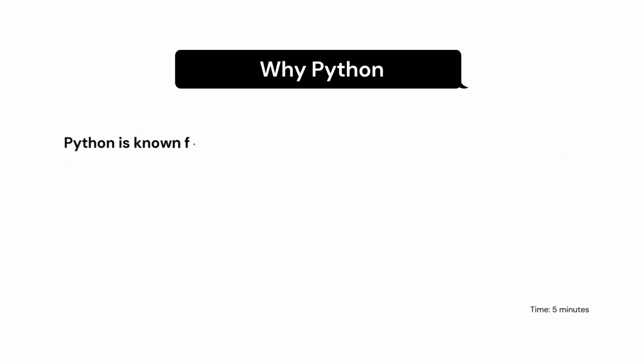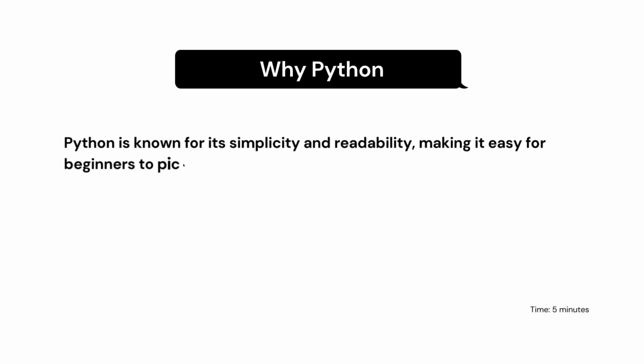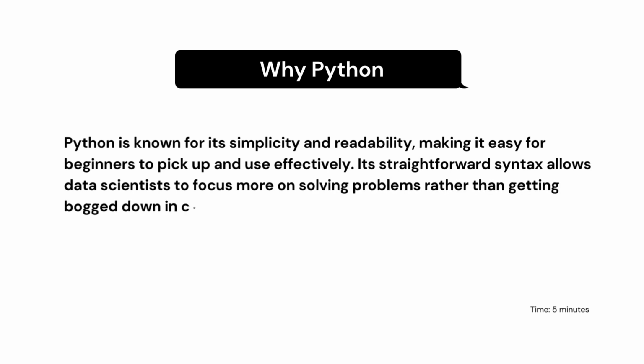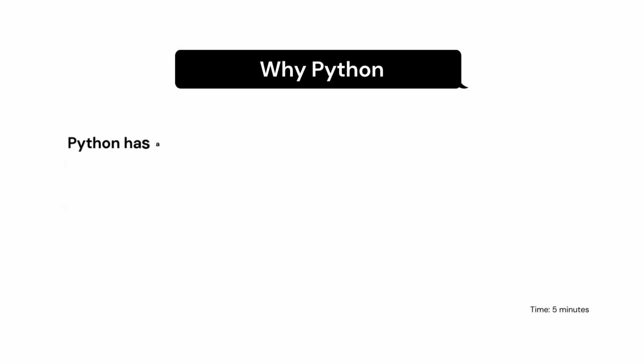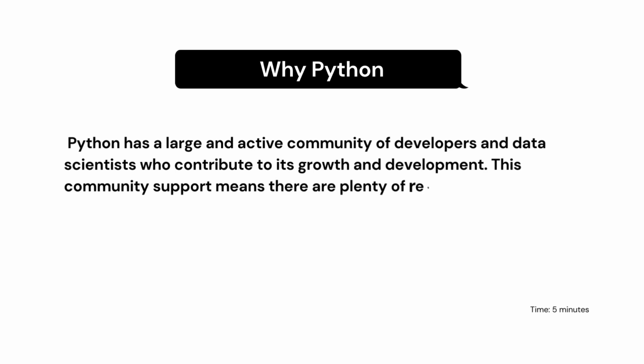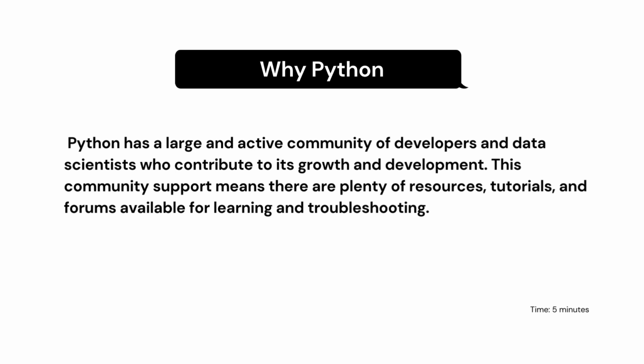Number two, it's a very easy and simple language. It is known for simplicity and readability, making it easy for beginners to pick up and use effectively. Its straightforward syntax allows data scientists to focus more on problem solving rather than getting bogged down in complex language intricacies. And then community support. Python has a large and active community of developers and data scientists who contribute to its growth and development. Community support means there are plenty of resources, tutorials, and forums available for learning and troubleshooting.